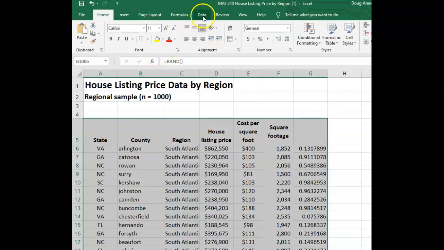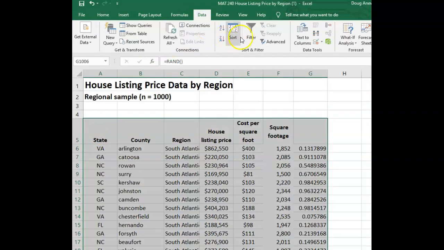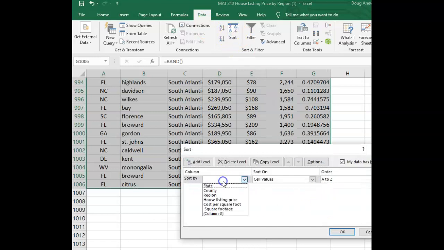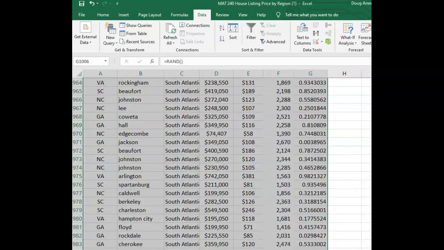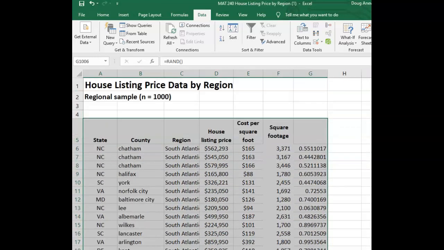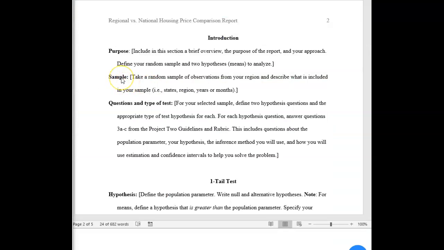So here, I have all my data selected. I'm going to sort by that column. G has those random numbers, smallest to largest. And now I'm just going to go up to the top and select the first 100 rows, and that is my random sample. And briefly describe your sample.